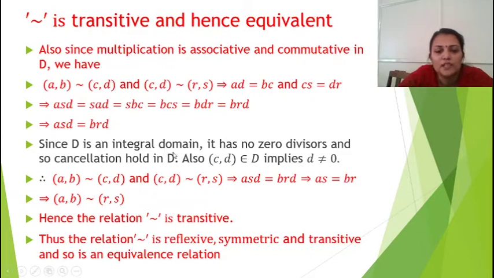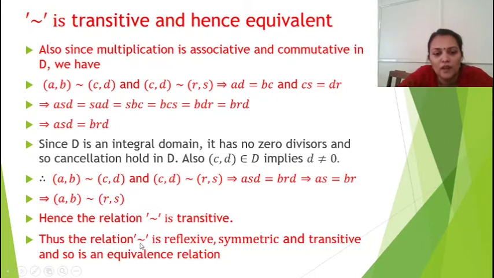Since D is an integral domain, it has no zero divisors and so the cancellation law holds in D. Also, (c, d) an element of S implies d is not equal to 0. Therefore, (a, b) ~ (c, d) and (c, d) ~ (r, s) implies asd equals brd, which implies we can cancel d, so as equals br. Hence, (a, b) ~ (r, s). Hence, the relation is transitive.